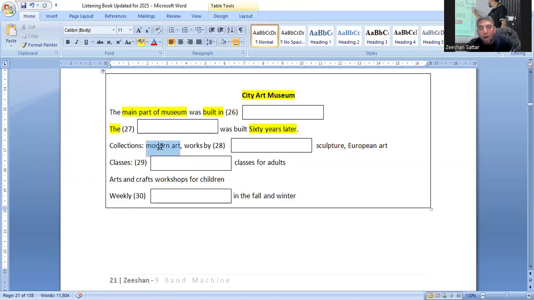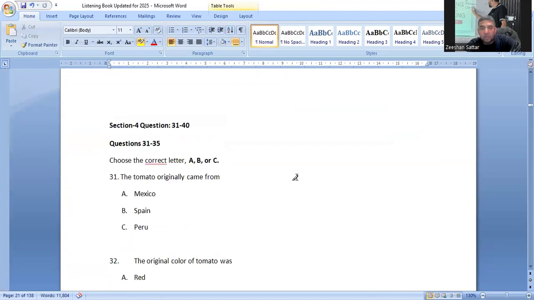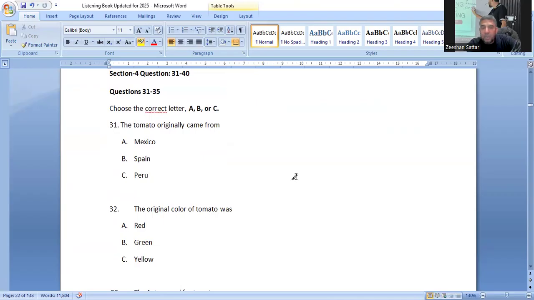The collection includes modern art, works by pencil, and then classes for adults, weekly, and fall and winter, there will be pencil. Here we reach question numbers 31 to 35. So these are the questions. Tomato originally came from. MCQs in section 4 would be very tough to handle. Originally would be a very important word for you.